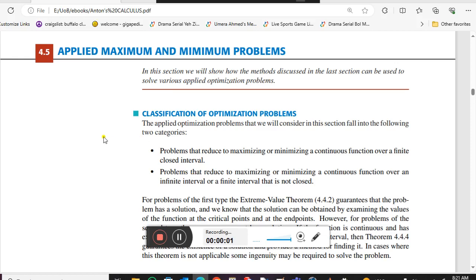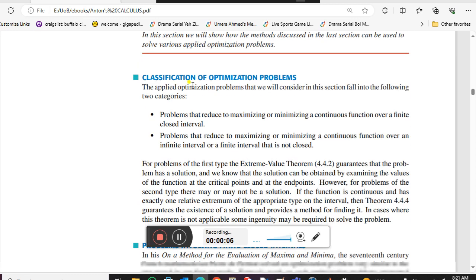So 4.5 section, applied maximum and minimum problems. These problems are also called optimization. Whenever we have a statement problem where we need to find the maxima or minima of some objective function, we call it optimization.